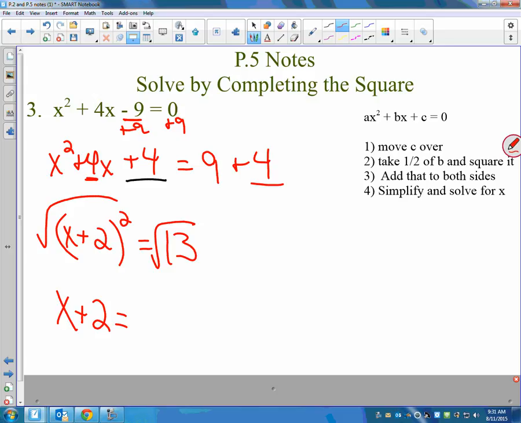And you remember what you have to put over here? Yeah, when you take the square root of an equation, it could be positive or negative of the radical there. So we have to say plus or minus the square root of 13. And that's where the quadratic formula comes from.